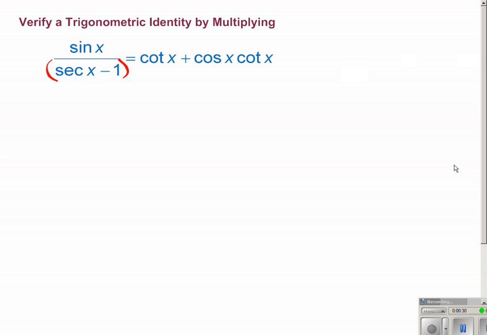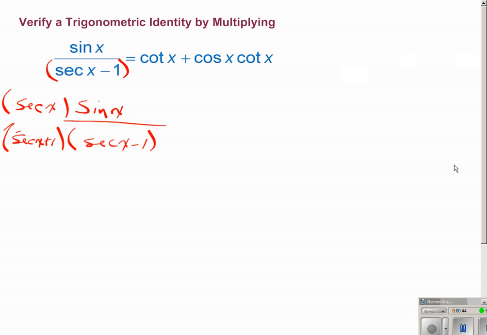So multiplying both sides, or the numerator and denominator, by secant of x plus 1. And that gives, in the numerator, distributing there, sine x secant x plus sine x over secant squared x plus 1. Sorry, minus 1 there.